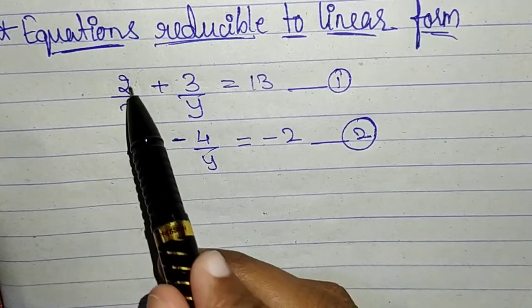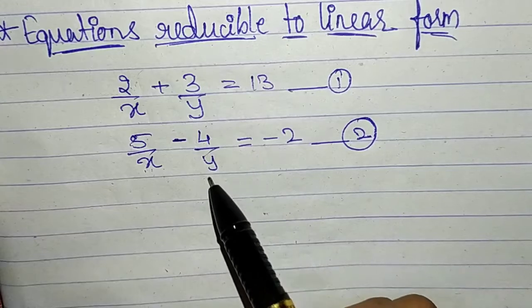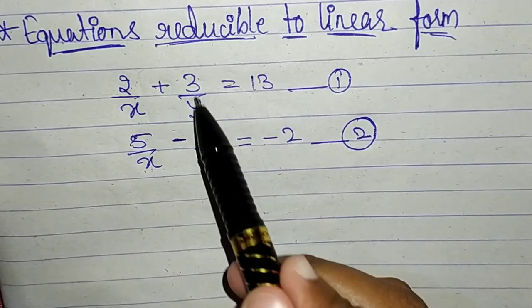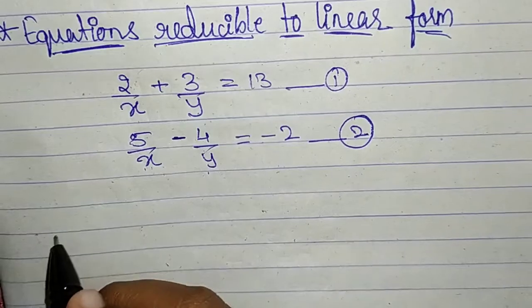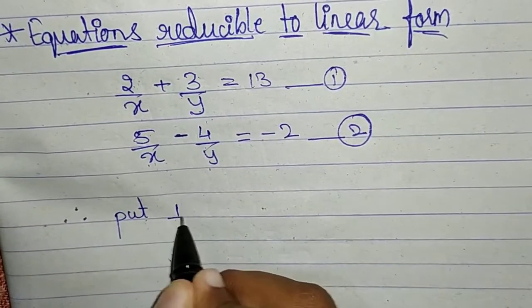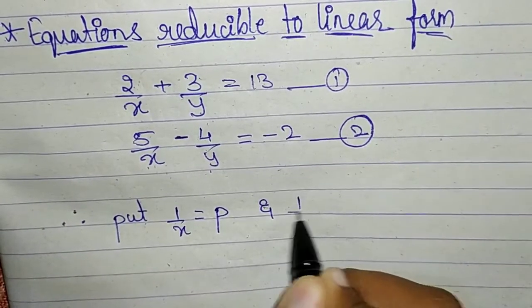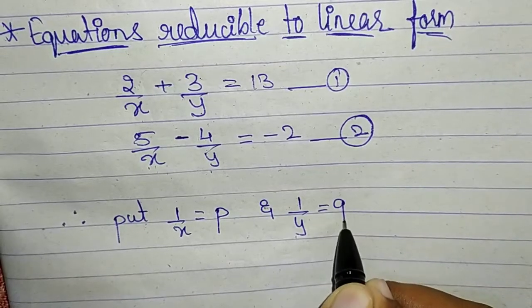To do that, you can see here 2/x, 5/x. In both the equations, the variable is 1/x. Similarly here 3/y, -4/y. In both the cases, the variable is 1/y. Therefore, put 1/x = p and 1/y = q.